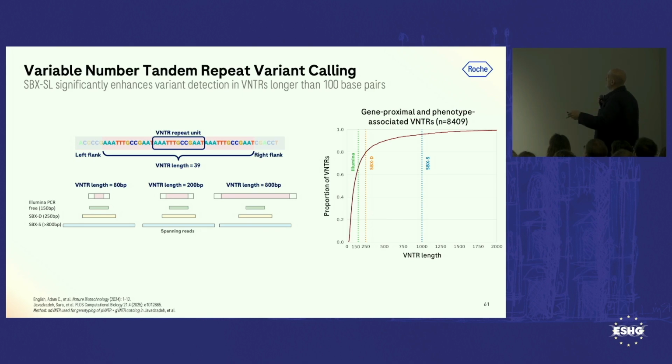Okay, on the left, when we're thinking about variable number tandem repeats, variant calling, the left tells the picture. If you're expanding to VNTRs of 200 or 800 in length, obviously they're just not going to be captured, not going to be able to resolve those. On the right gives you an idea of what you can do with 1,000 base SBX reads, especially if you can get 1 billion of them in 1 hour of sequencing at 1,000 base length, and the proportion of VNTRs that you can actually detect there.